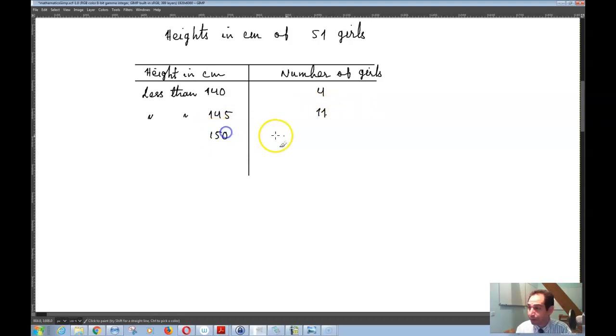150, 29. 155, 40. 160, 46. And 165, 51. So when the height was less than 140 centimeters, there were 4 girls, less than 145 11 girls, less than 150 29, and so on and so forth.